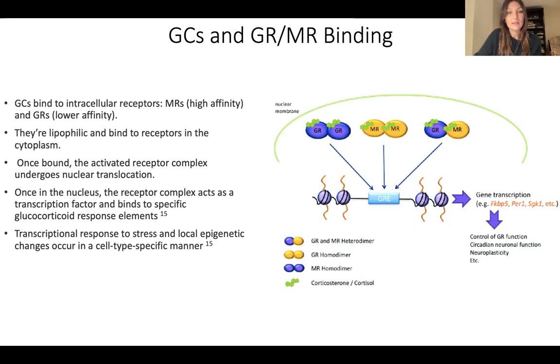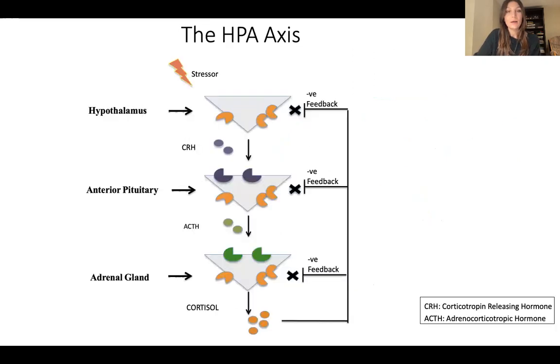Once they're bound, the activated receptor complex undergoes nuclear translocation, the same as the pathway we talked about a few slides back. Once it reaches the nucleus, the receptor complex acts as a transcription factor and can bind to specific glucocorticoid response binding elements on the DNA. And then transcriptional response to stress and local epigenetic changes can then occur in a cell type specific manner.